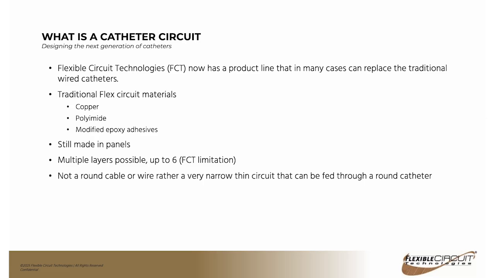Polyimide is your insulator. Often these are 0.5 mil or 12.5 microns thick, and then modified epoxy adhesives to laminate your different layers together. We're still making them in panels. Our typical panel width is 250 millimeters wide by as long as they need to be. Our current limitations are around 1.5 meters, and we can do up to 6 layers of circuitry.